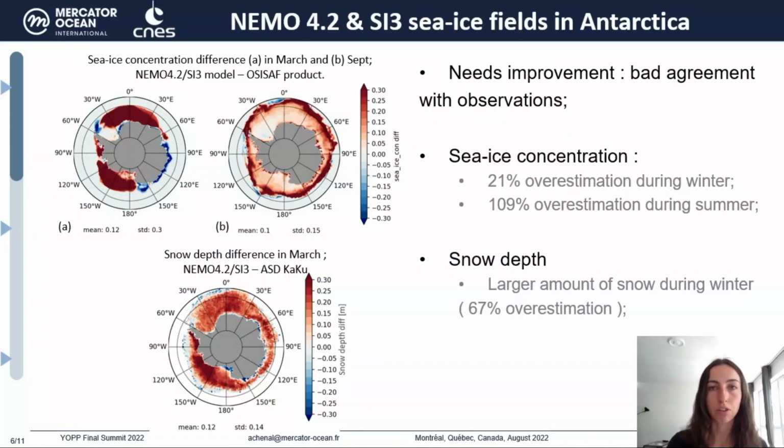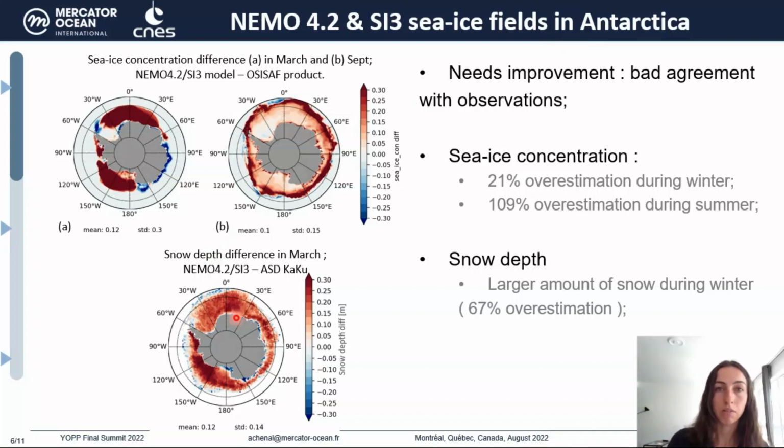Now let's look at the results of the simulation in Antarctica. The first two figures here show the sea ice concentration difference between the model and the OSI SAF product at the end of summer in March and at the end of winter in September. The model largely overestimates the ice during summer. It amounts to 109% more than what's been observed with the OSI SAF product. In winter, the model also showcases an overestimation in the marginal ice zone of 21% sea ice concentration.